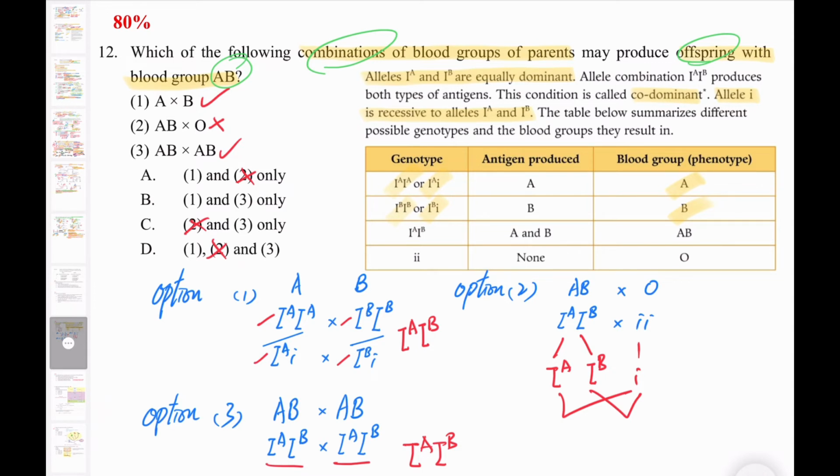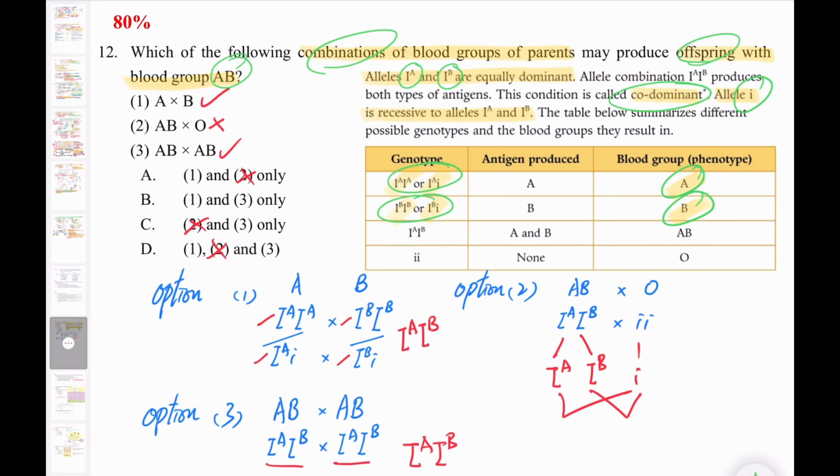The first concept is codominance, so the alleles I big A and I big B are equally dominant. The second concept is multiple alleles, with the allele small i, which is recessive to I big A and I big B. That's why for blood group A and blood group B, there are two alternatives. Blood group A can be I big A I big A, or I big A small i. And blood group B can be I big B I big B, or I big B small i.